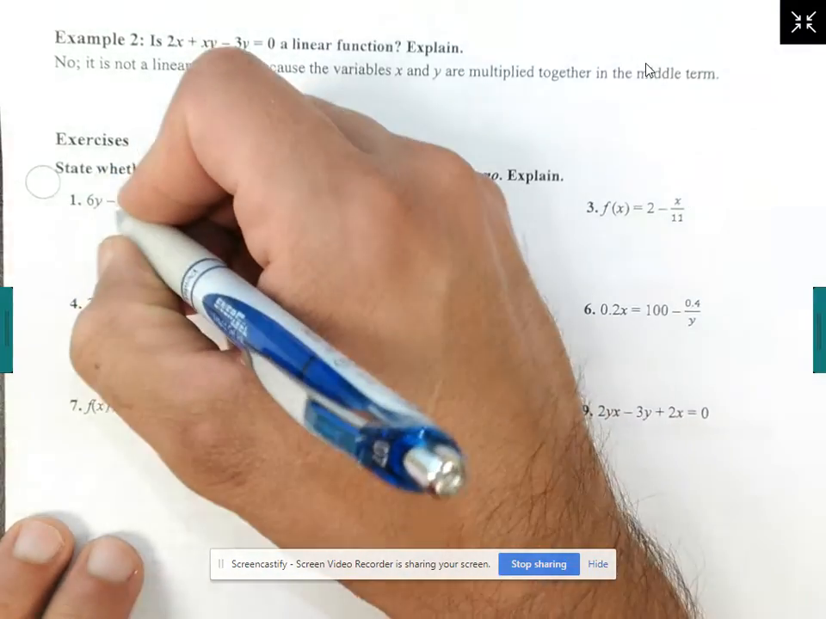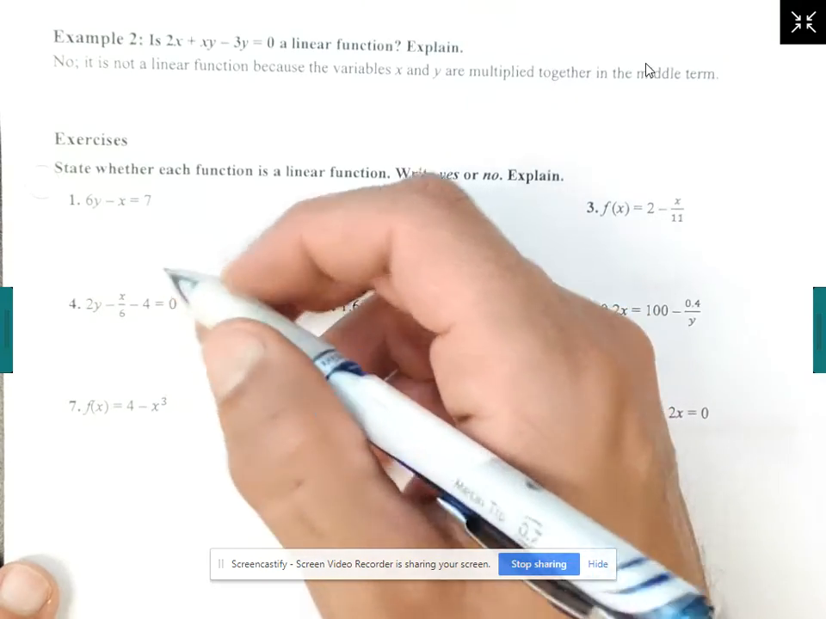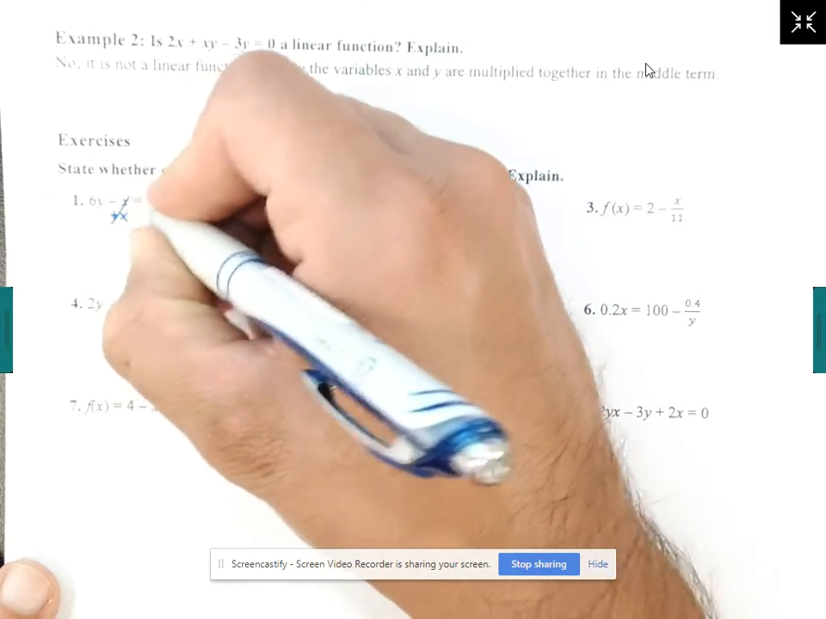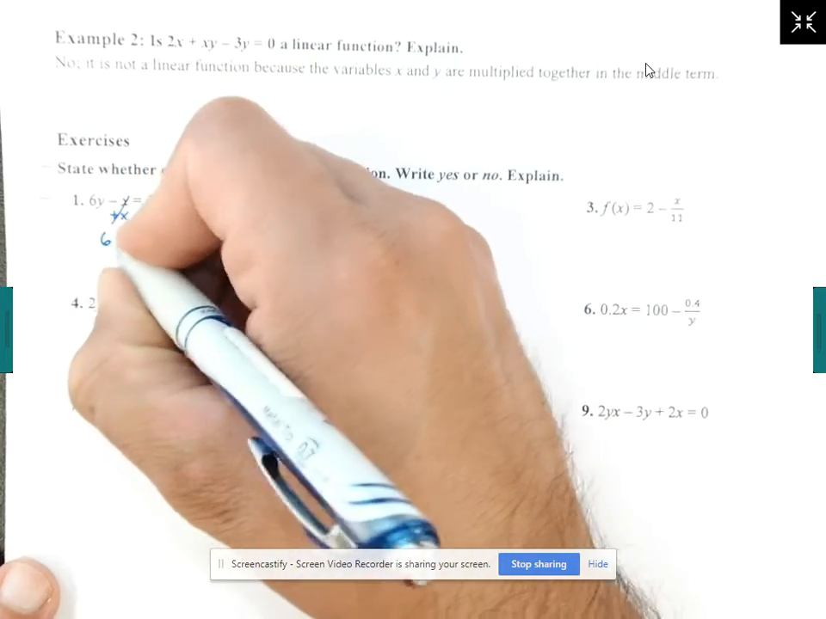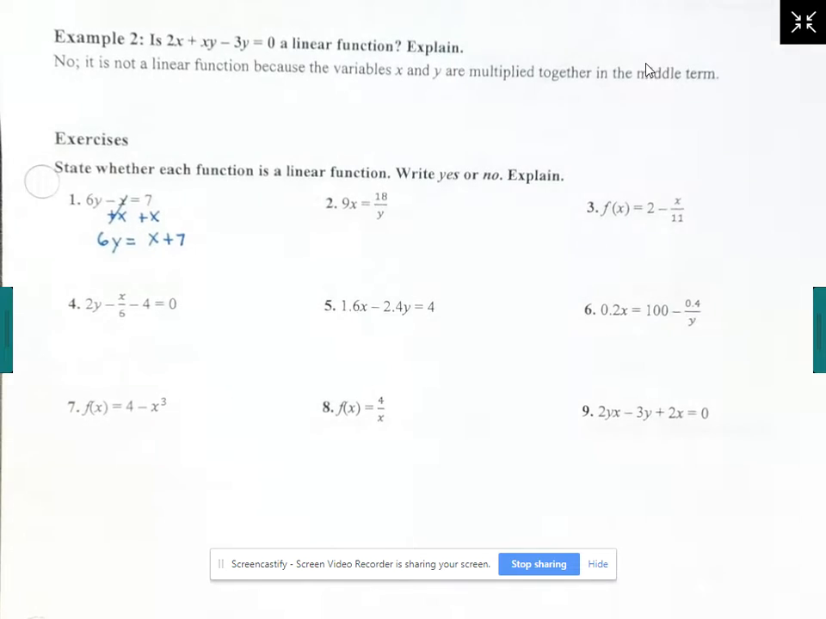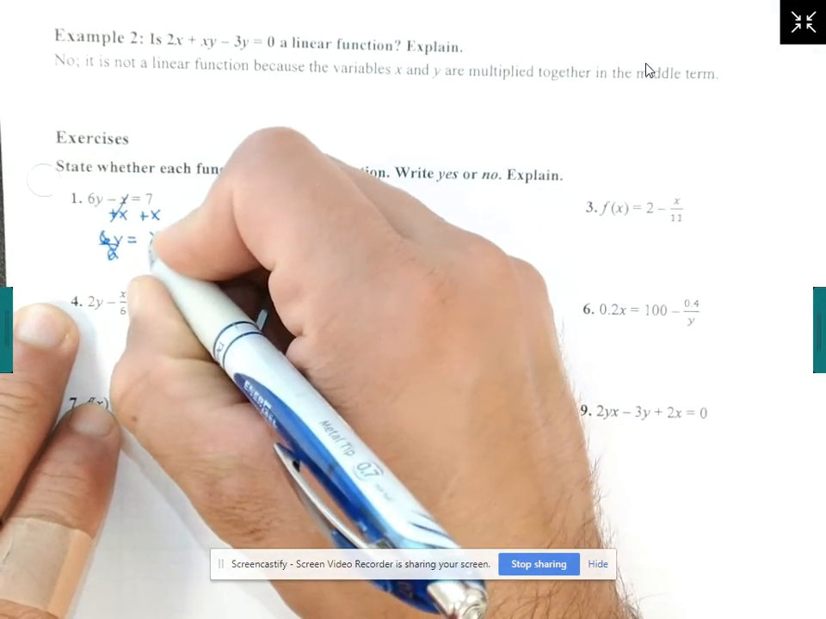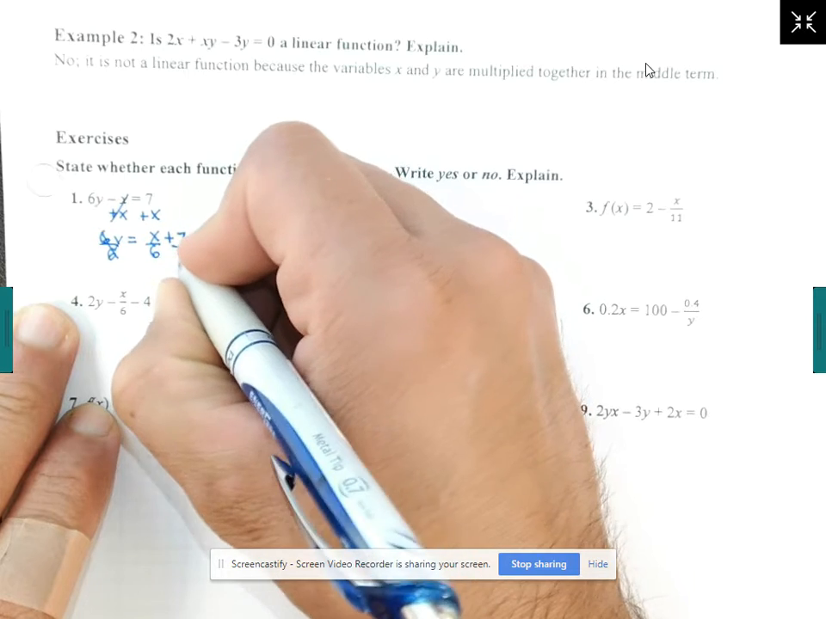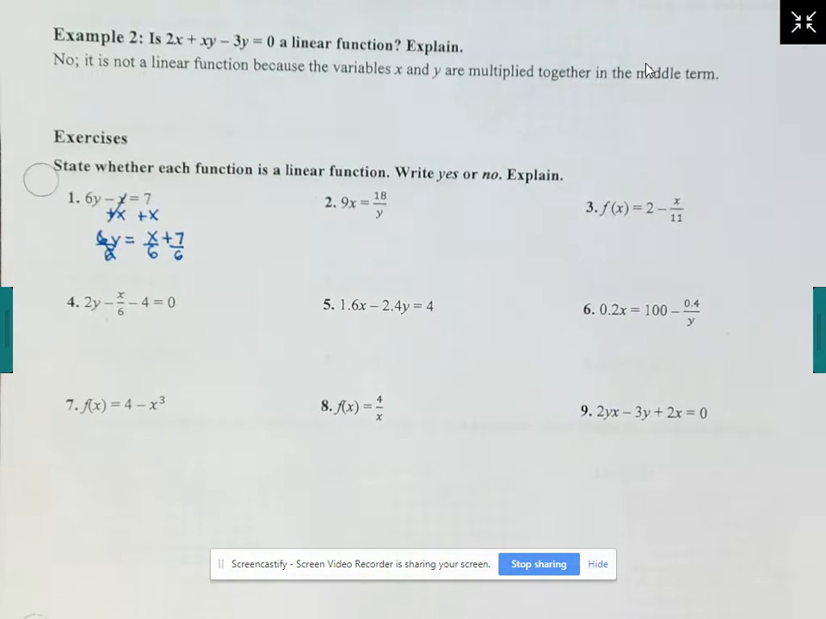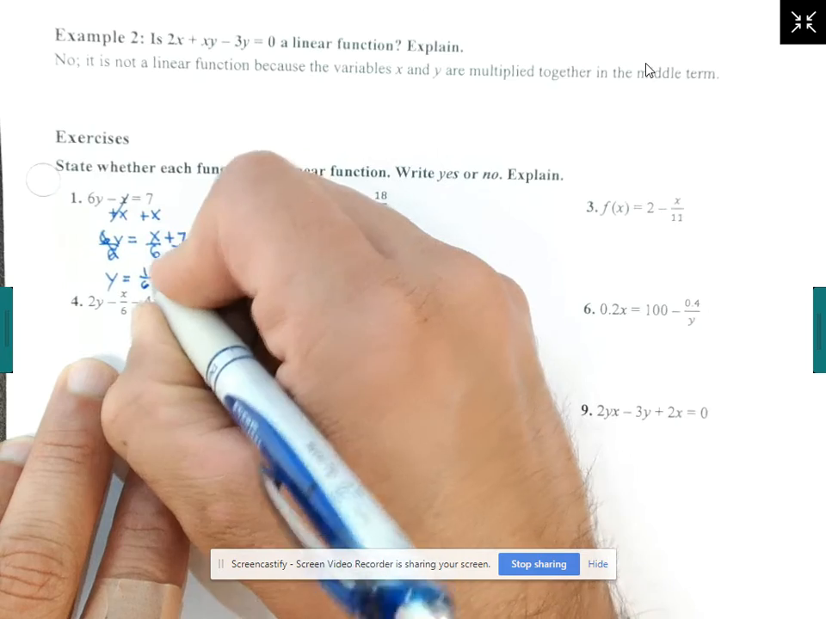For example, on number 1, is this a linear function? Maybe you can't tell. Well, what you should do is you should solve for y. So I'm going to add x to each side. So this is 6y is equal to x plus 7. And then if I divide the left side by 6, I'm going to do that to the right side. Essentially when you divide by 6, you're dividing every single term on the right side by 6. You would get y is equal to 1 over 6x plus 7 over 6.